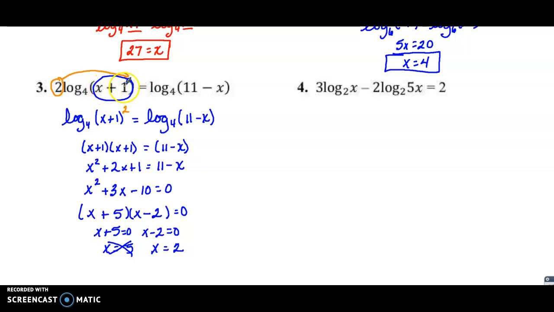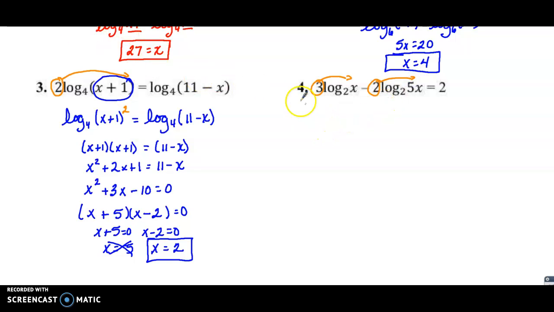When I do the 2, 2 plus 1 is 3, that's good. When I do the 2, 11 minus 2 gives me 9, that's a good number, so I'll only keep the 2. Okay? Now, on this one, notice we have two numbers this time. We have both the 3 that will move up and the 2 that will move up.